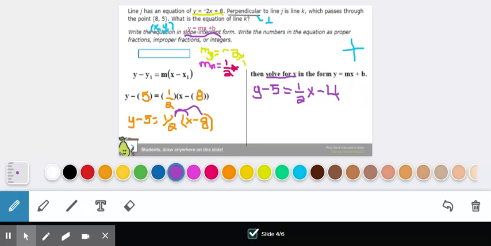Okay, so I've made some progress, but I'm still not in y equals form yet. I've still got a +5 or a -5 hanging out over here. I can move it though and get it out of here so that I've got my y quarantined by adding 5 to both sides.